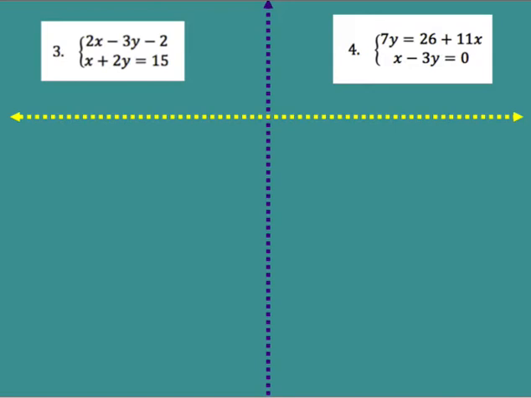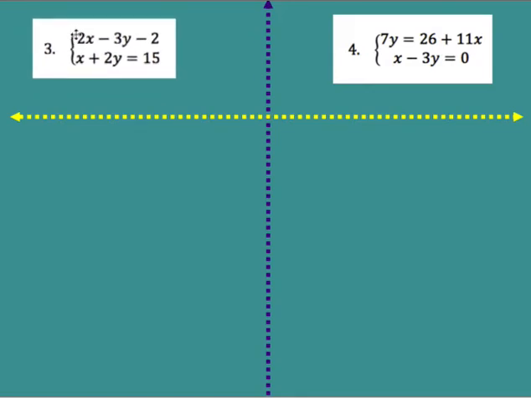So I want to pick which one is going to be the easiest to solve. What I want to look for are letters that are positive that don't have a number in front of them, like that x there. Letters that are positive that don't have a number in front of them. So I'm going to take this x plus 2y is equal to 15, and I'm going to solve it for x.